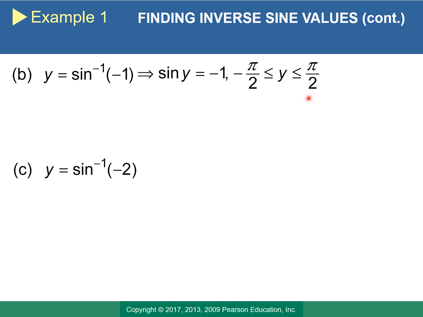And if you think about your unit circle and you think about quadrants 4 and 1, sine is negative in quadrant 4, and sine is -1 at -π/2.